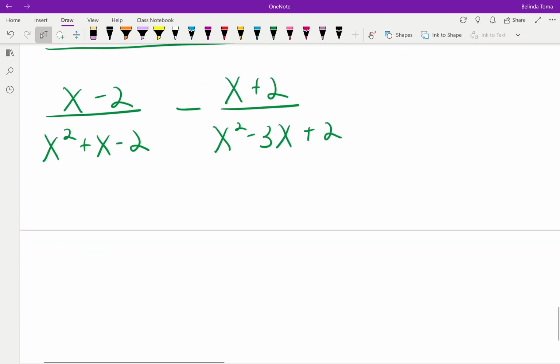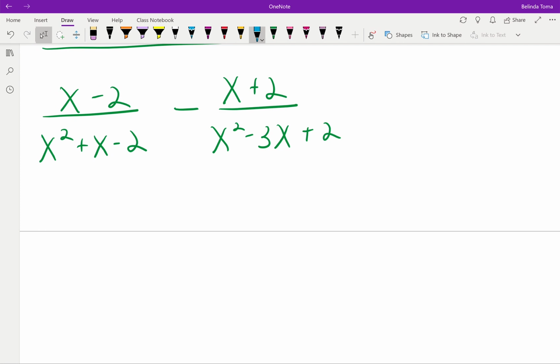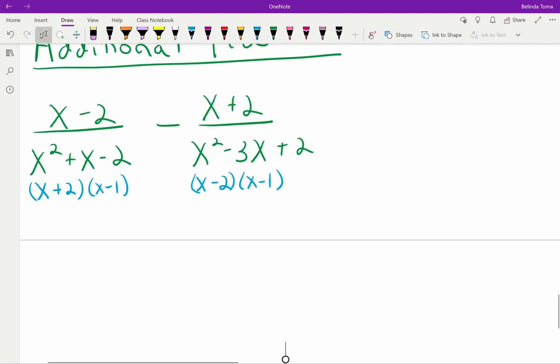All right, I added one question to the bottom just because I wanted you to see one where the factoring was a little bit more involved. So what I'm going to do is factor the denominator here to x plus 2 and x minus 1. And then I'm going to factor the denominator here to x minus 2 and x minus 1. It's the same process, but this is just a little bit of a more challenging question that we'll have questions similar to this.